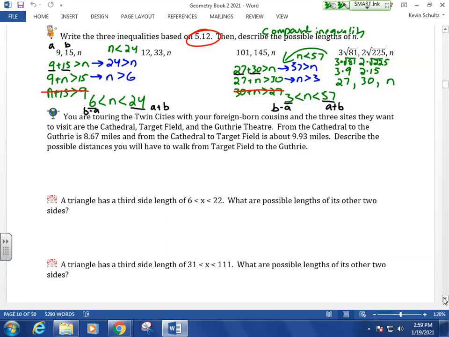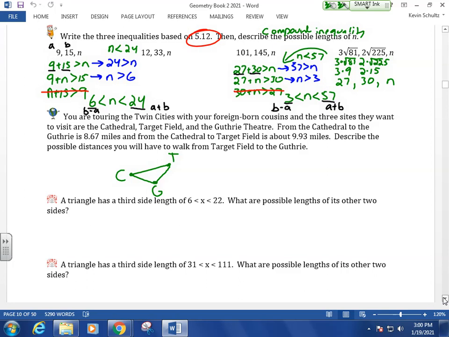So we have the Cathedral, which we will label point C. We have Target Field, which we will call point T. And we have the Guthrie, which we will call point G. Okay. Now we're just sketching here, so is my figure drawn to scale? Is it perfect? No. Are these actually the locations? If you look on a map of these three landmarks, I don't know, and I don't really care, right? All I'm doing is using this to give me an idea. It certainly looks like an isosceles triangle. Give me an idea of some distances.